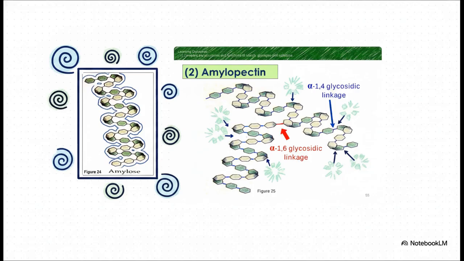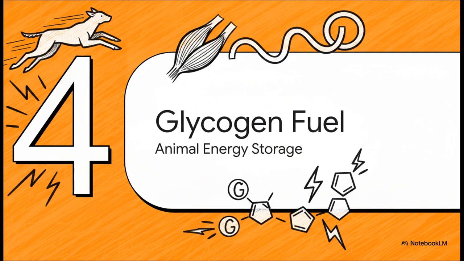Amylopectin starts with that exact same alpha-1,4 chain, but periodically it uses an alpha-1,6 glycosidic linkage. And that 1,6 bond creates a branch point, giving amylopectin this really complex tree-like structure. Moving right along to section 4, glycogen, which is animal energy storage.